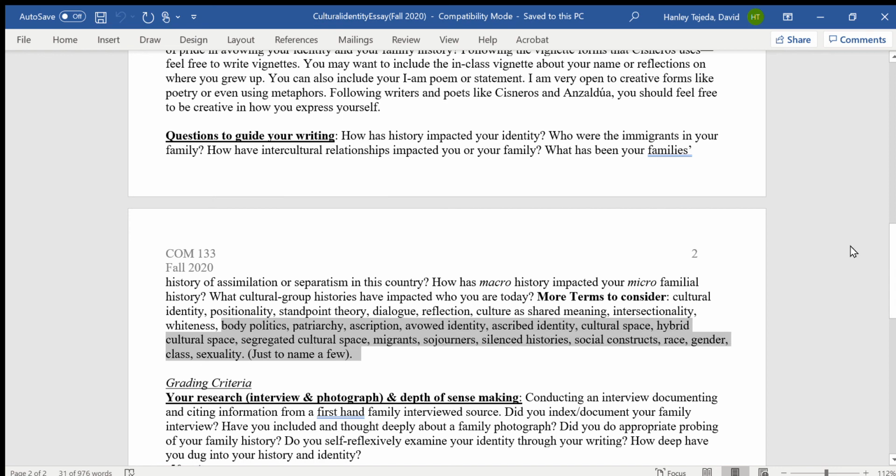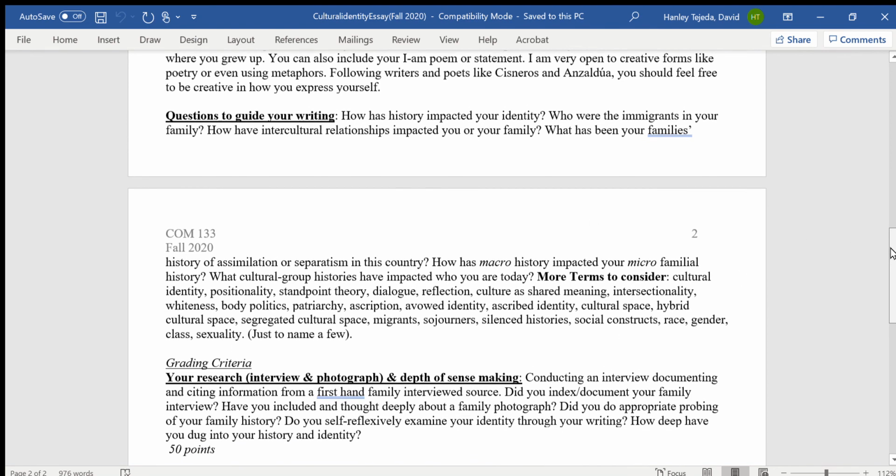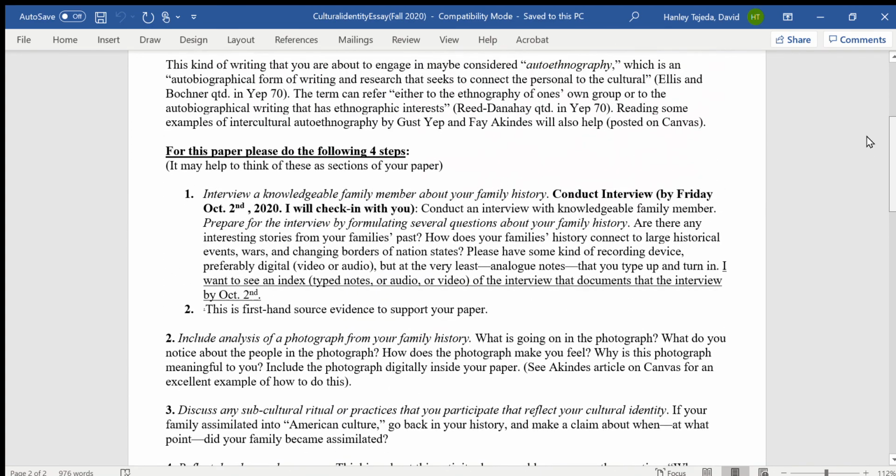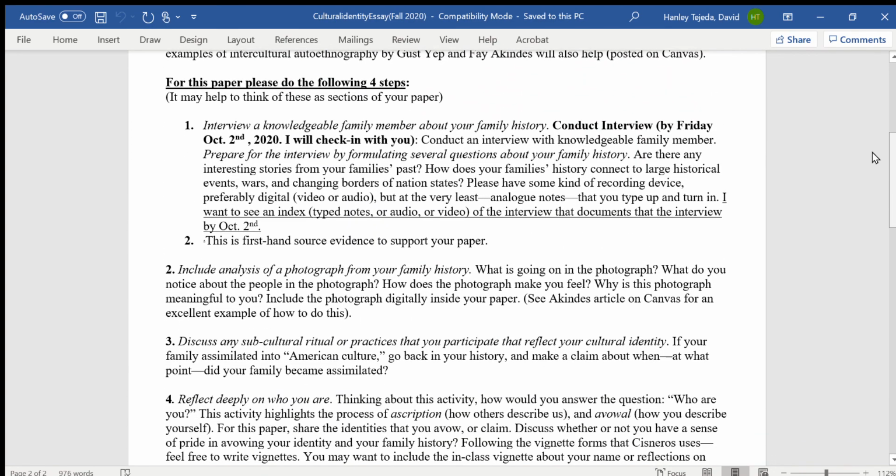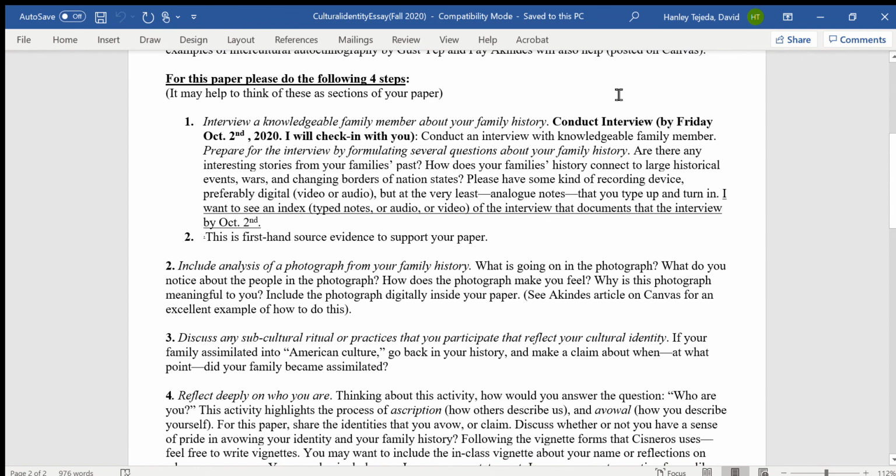So we'll definitely talk more about all of these terms, and if they're relevant, how could you bring them into your paper? So that's a little bit more about the steps to writing the paper. Conduct the interview, and then you actually write this in essay form as a section in the paper. Photo analysis, rituals and traditions, and reflect deeply.